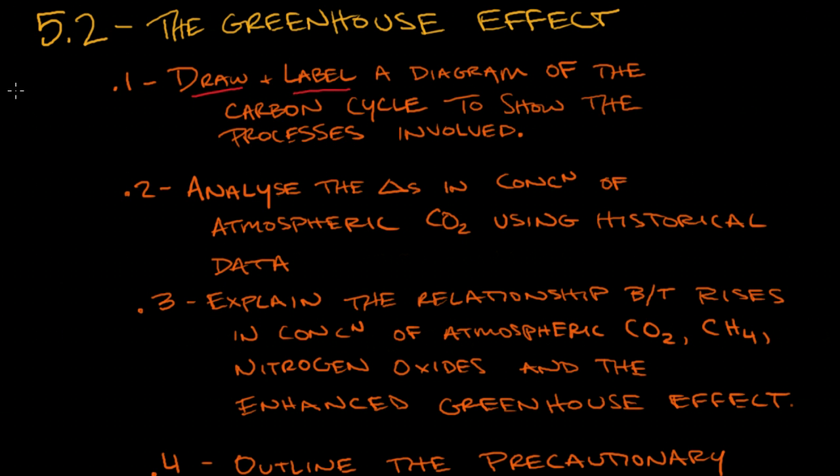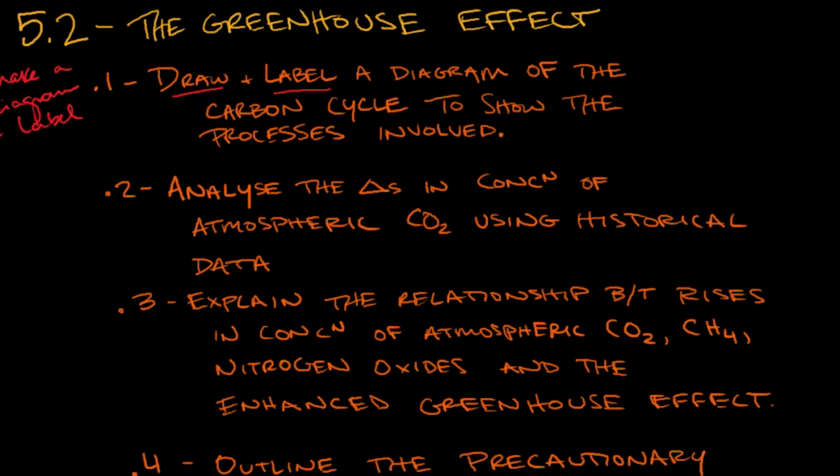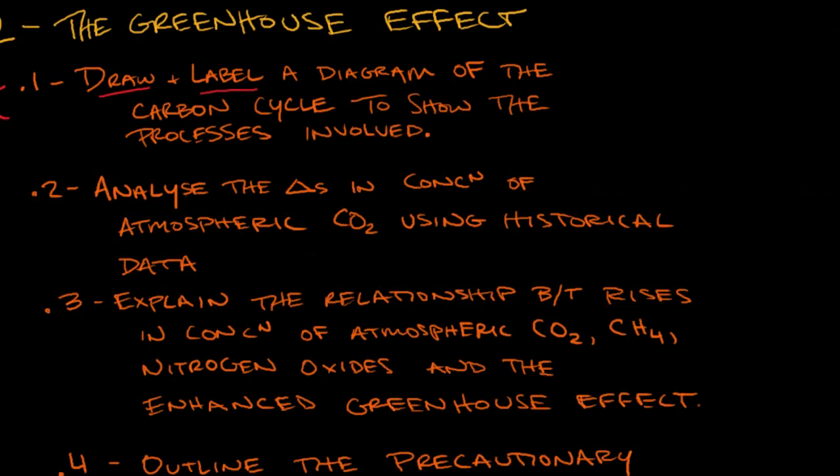So draw is to make a diagram, right, with pencil lines usually. Make a diagram and label it. Now, they're reminding you to label it, but make a diagram and label the carbon cycle to show the processes involved. So that's exactly what we're going to do. I'm just going to scoot a little bit over to the right and add my drawing.